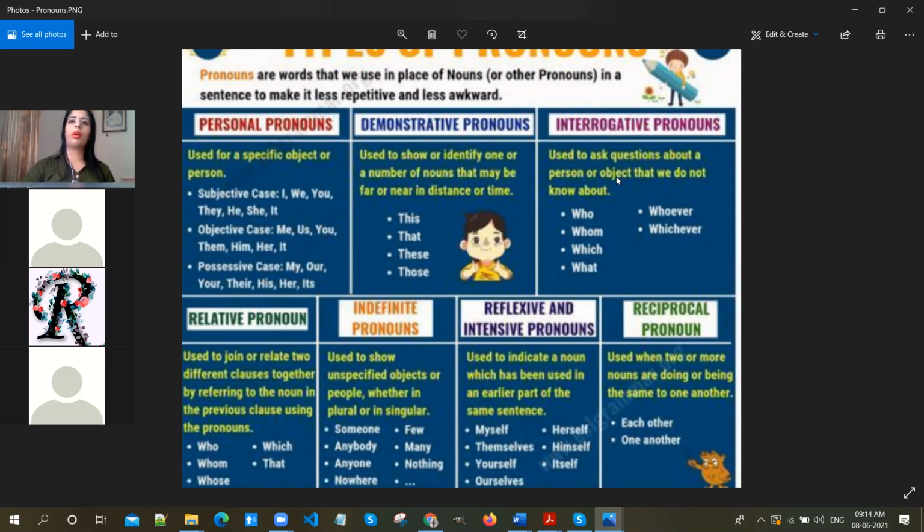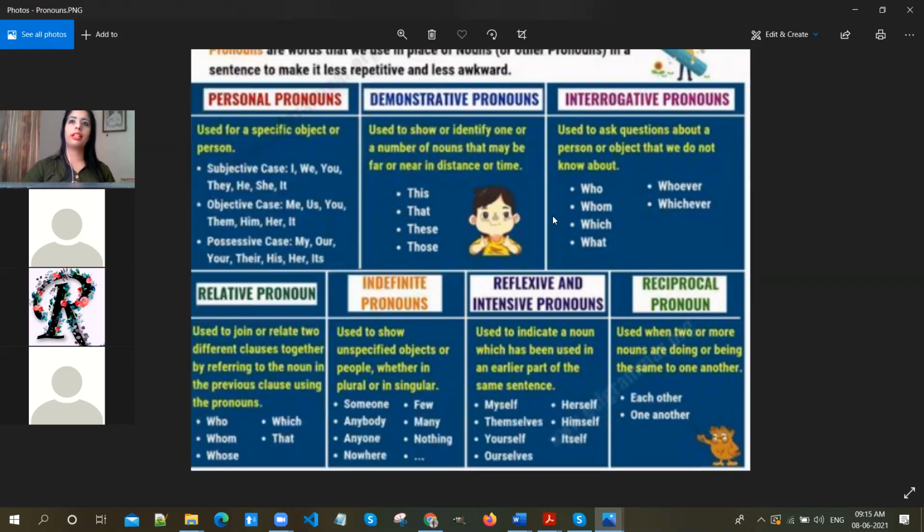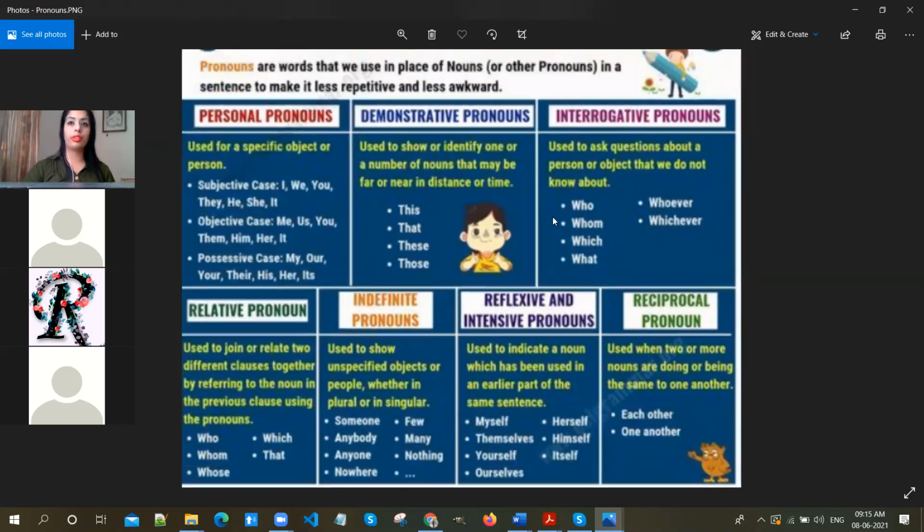Okay, next is interrogative pronouns. Very simple. Interrogative pronouns are usually asked in the cue cards. When questions come in the cue card, for example, describe a crowded place that you have visited. Obviously you will be asked some questions like this: where it was, when you visited this place, how you felt about visiting this crowded place. They are used to ask questions about a person or object that we do not know about: who, whom, which, what, whoever, whichever. So these are the interrogative pronouns. Yes, you can use them in your writing to show different sentence structures in the writing task too.